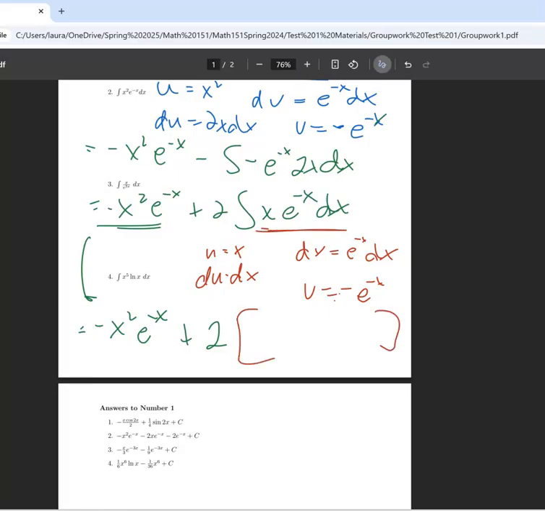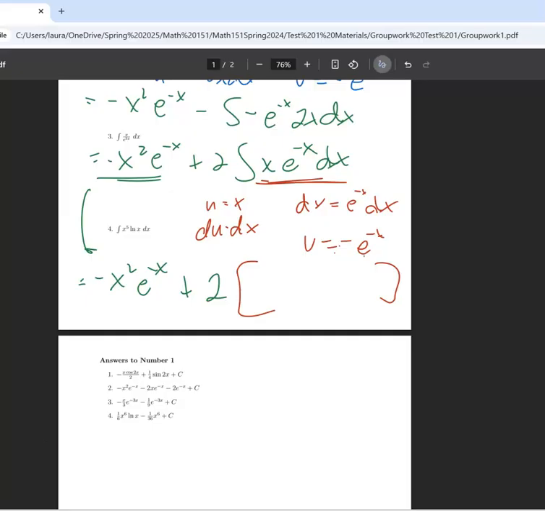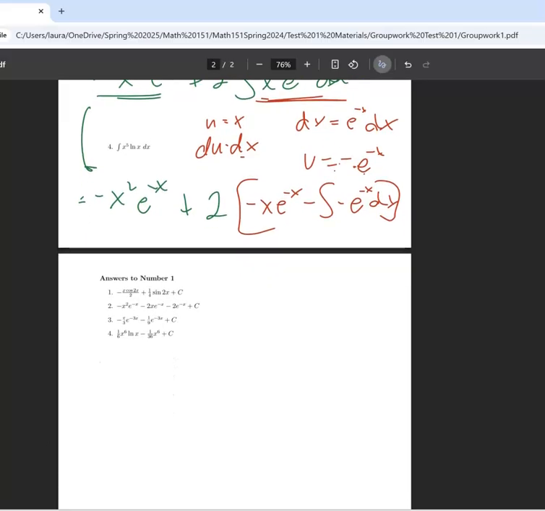And now we're going to do parts on this. So that's uv minus the integral of v du minus this. Okay, so let's see what we've got here. So let me carry it down here. So negative x squared e to the negative x plus 2. And it's not going to be necessary for me to multiply all this out, so I'm not. So then I'm going to say this negative negative makes a positive, and then integral of positive e to the negative x gives me a negative e to the negative x. And then I put a plus c at the end.